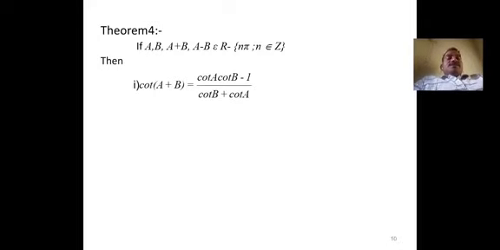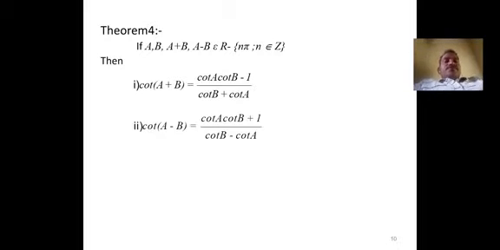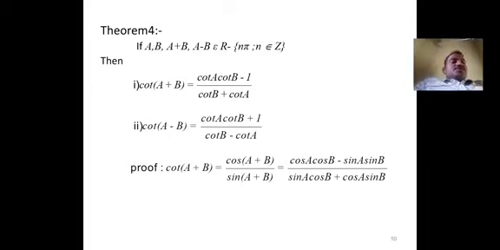Now, in the same way, cot of A plus B and cot of A minus B. Cot of A plus B is equal to cot A cot B minus 1 by cot B plus cot A. And cot of A minus B is cot A cot B plus 1 by cot B minus cot A. The proof is almost the same.